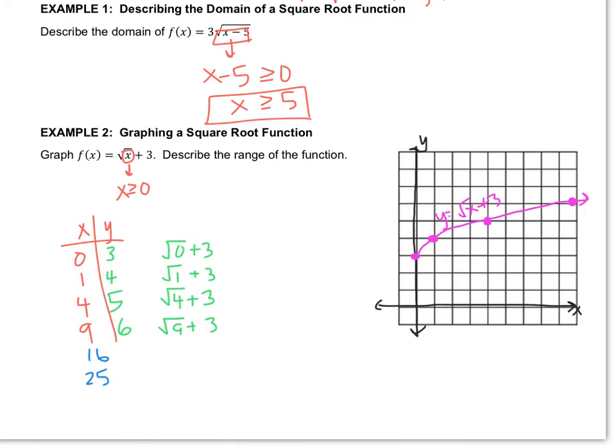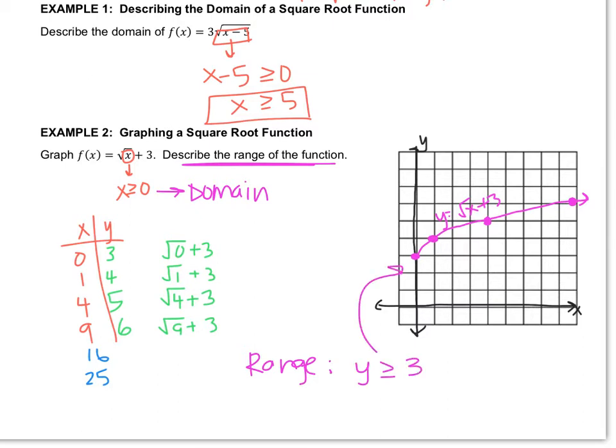So there's my curve. They want me also to describe the range. Well, I described the domain right over here. This is the domain. But the range is my y values. So the possible values for y are that y is greater than or equal to 3 because that's the first point where my graph starts.